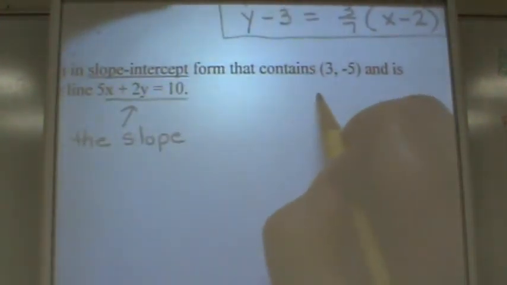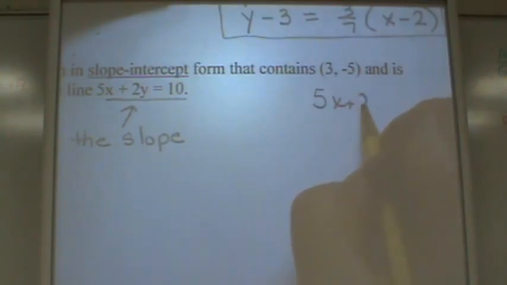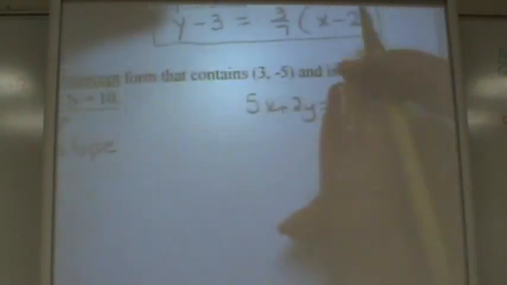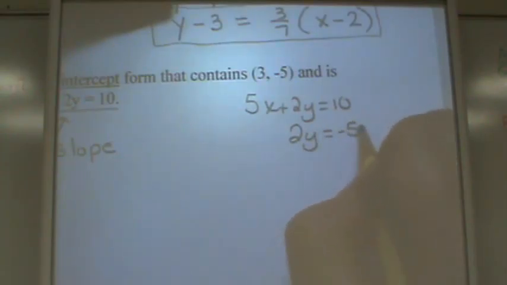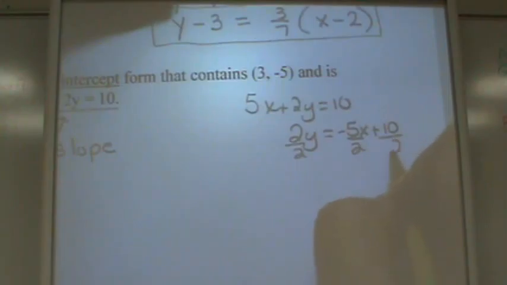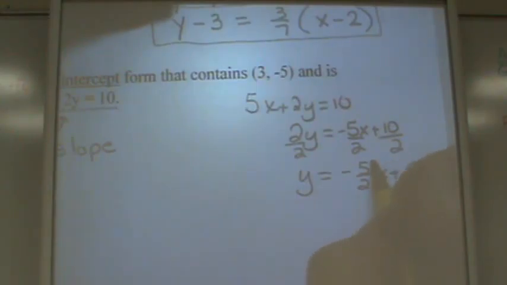Well, off to the side here, we have 5x plus 2y equals 10. So if we bring this across, we get negative 5x plus 10, divide by 2. And I really don't need the y-intercept, but we'll just finish it off. The slope of this line is negative 5 over 2.